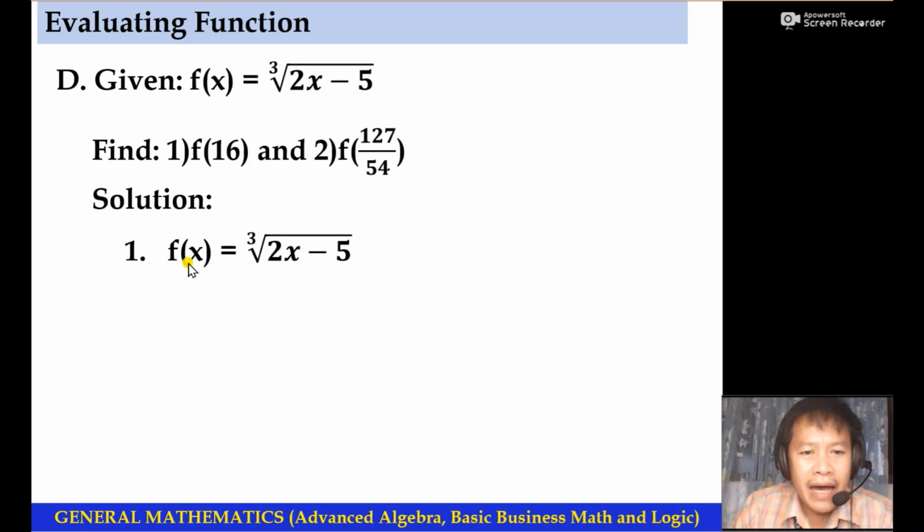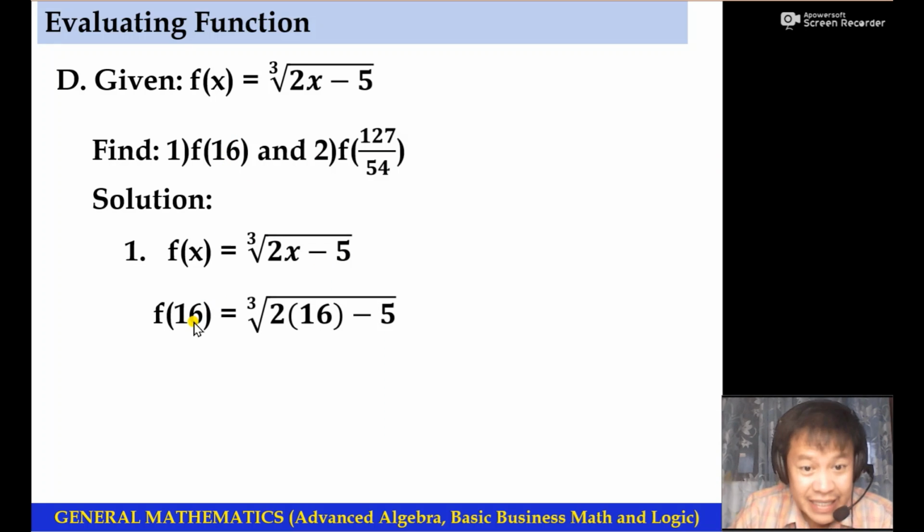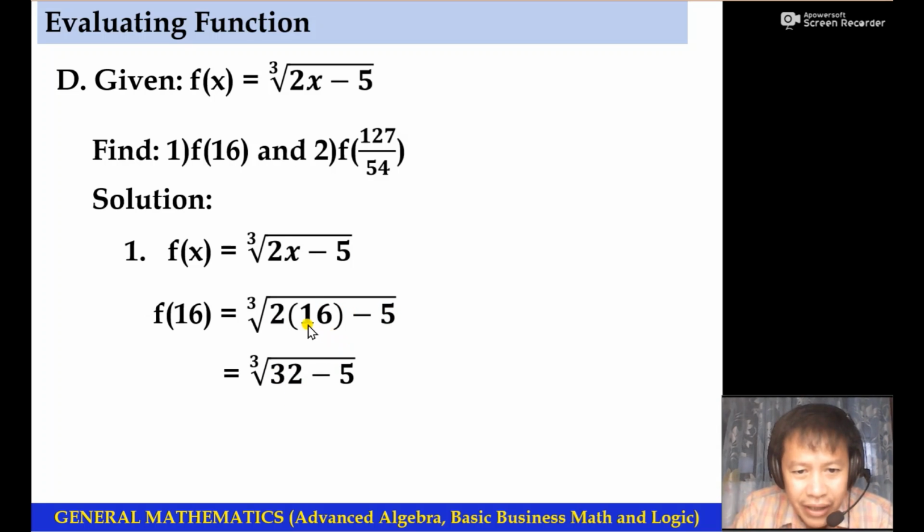Okay, we will proceed with problem number 1 of letter D. Solution. F of x is equal to cube root of 2x minus 5. Then, we are going to substitute x with 16. This is it. Okay? X is already 16. Then, 16 times 2 is 32. Then, 32 minus 5 is 27. Okay, this is it.